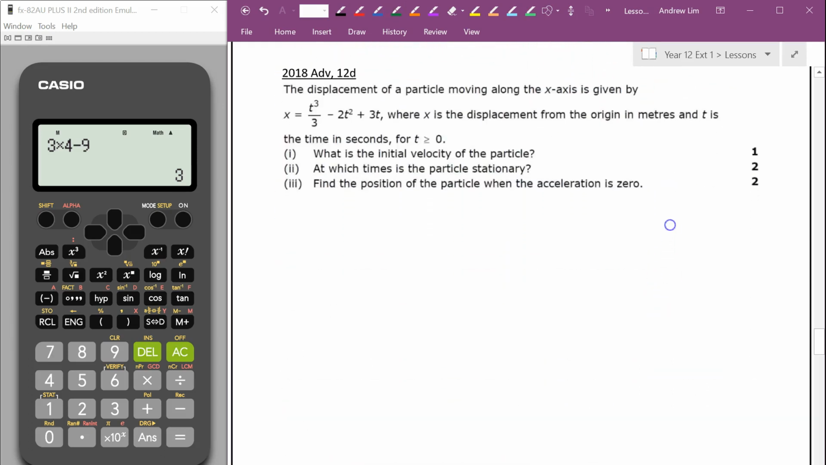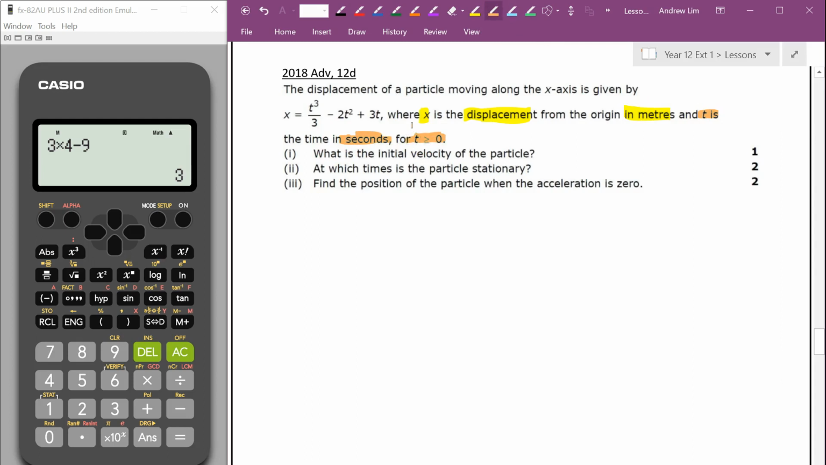Alright. This is the 2018 advanced paper, question 12D. So the displacement of a particle moving along the x-axis is given by x is equal to t cubed on 3 minus 2t squared plus 3t, where x is the displacement from the origin in meters, and t is the time in seconds, for t is greater than or equal to 0. So let's just highlight some stuff. x is displacement in meters, t is in seconds, alright, and it has to be positive.